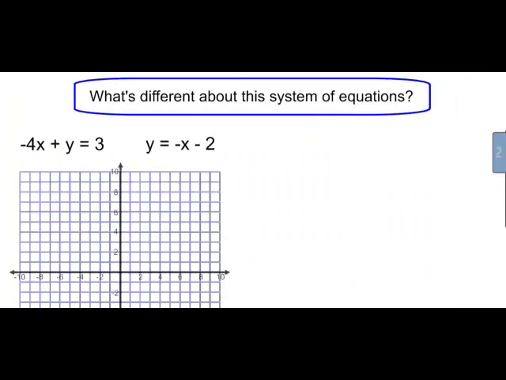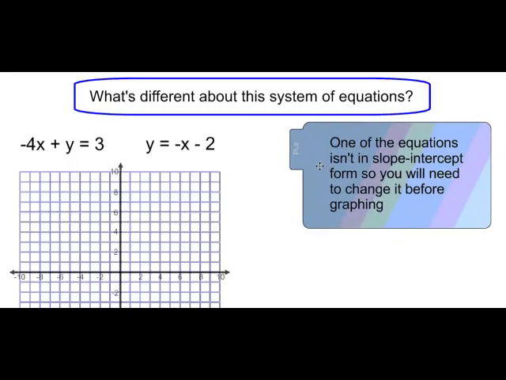Okay, what's different about this system of equations? You have -4x plus y equals 3, and y equals -x minus 2. Well, from class, you know from our warm-ups that we were learning to put these in slope-intercept form. So in order to graph this, I need to do that over here. One of the equations isn't in slope-intercept form, so you will need to change it before graphing.